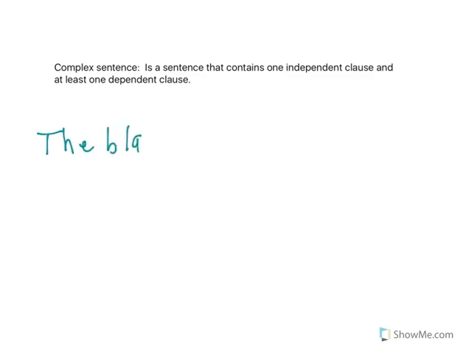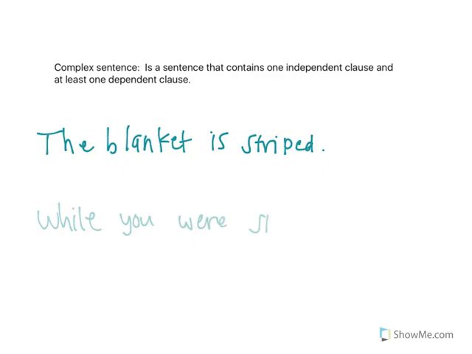the blanket is striped. That's a sentence that has both a subject, blanket, and a verb, is, and it makes sense on its own. So it's an independent clause. And remember that an independent clause can stand alone and be its own simple sentence, while a dependent clause might be something like, while you were sleeping.